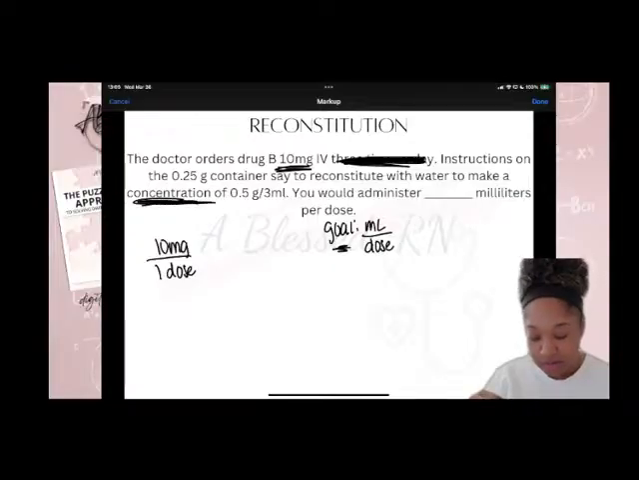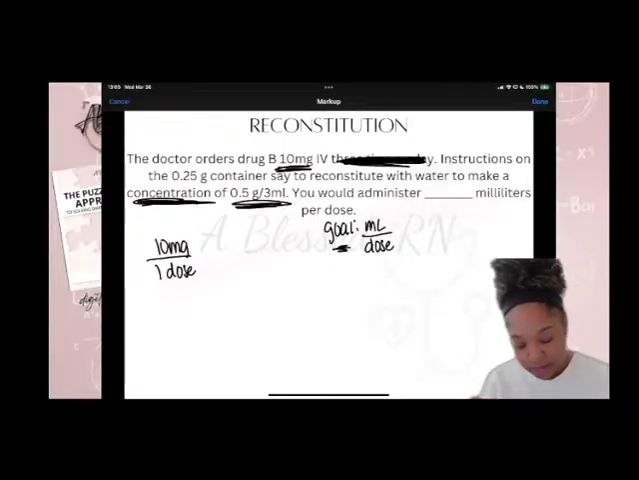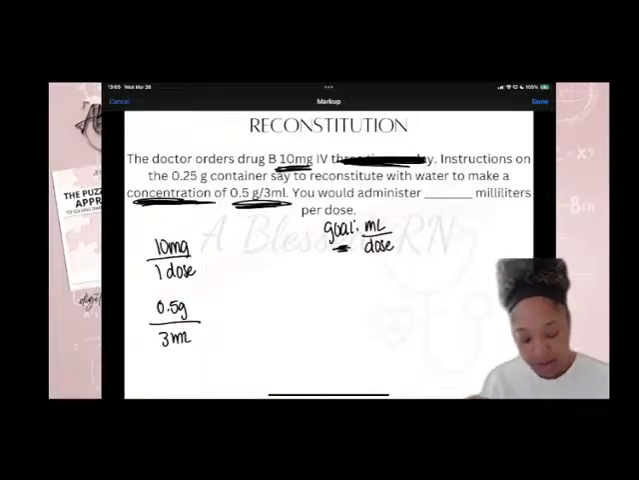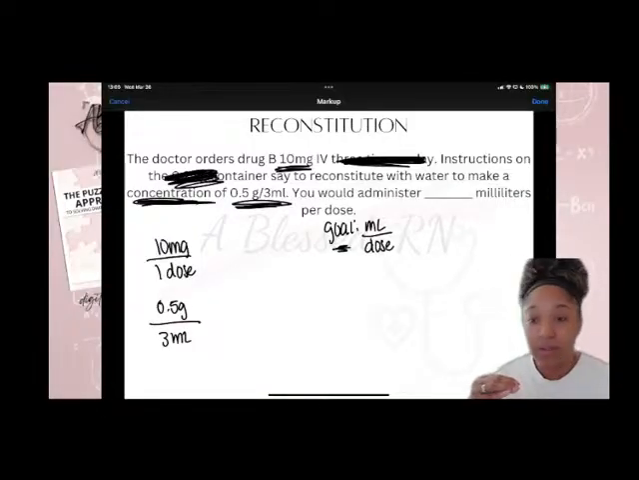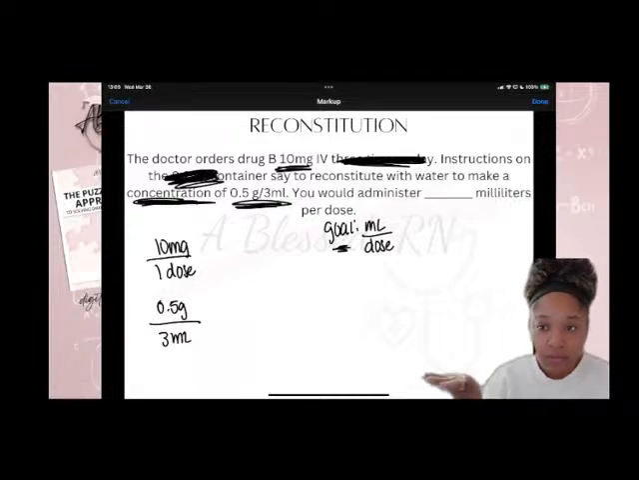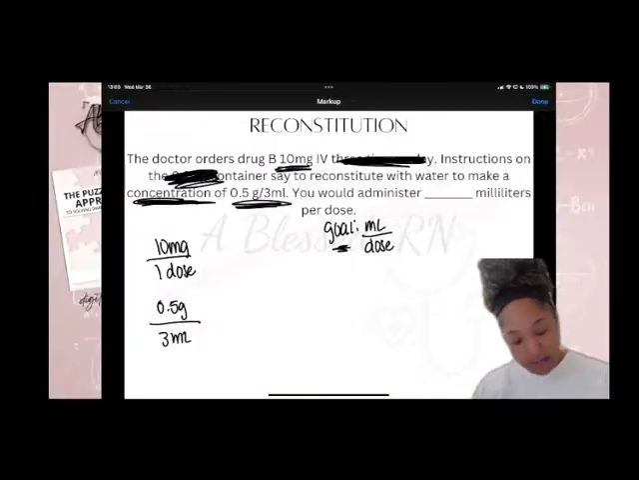Concentration is 0.5 grams per 3 ml. Okay? We don't need this 0.25 gram. We don't need to know how much is in there. Don't need to know it. It's fluff. All right? So, set it up the same way that we've been setting it up.